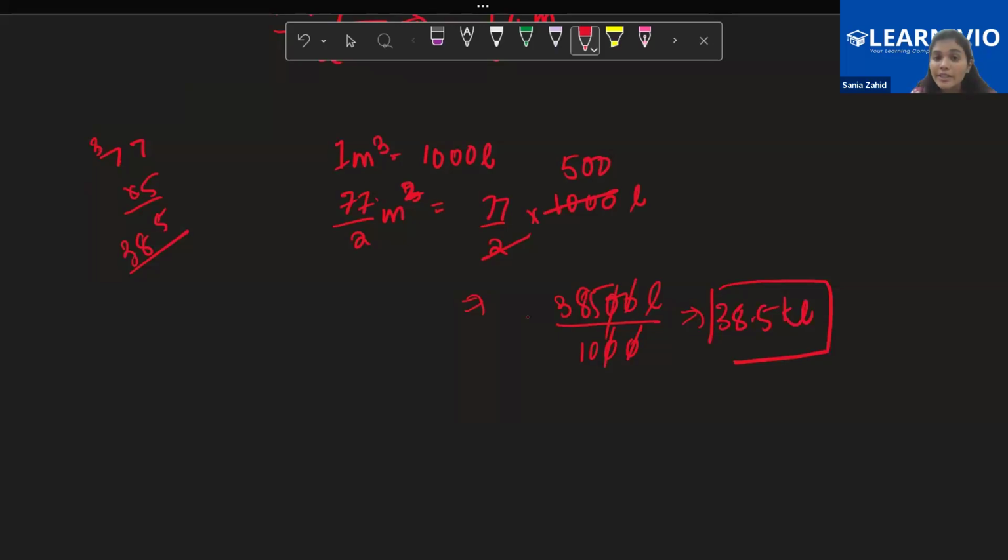So children, what did you understand from here? I multiplied with 1000 to convert into liters. Then I divided by 1000 to convert into kiloliters. So did you learn any relationship over here? Try to search for a relationship. Can I have a direct relationship between meter cube and kiloliter?